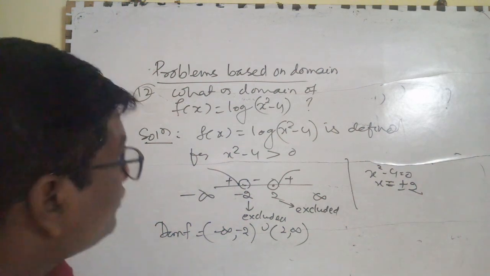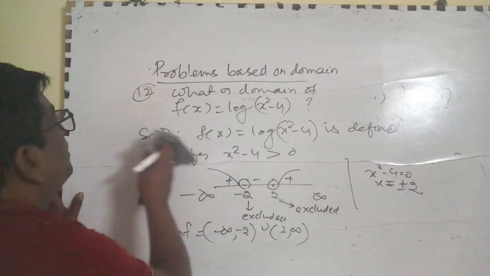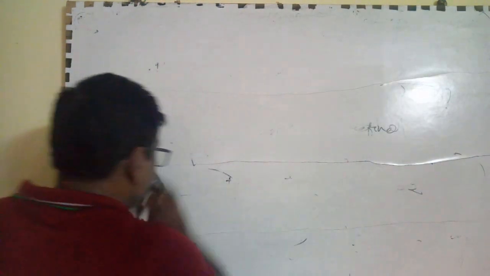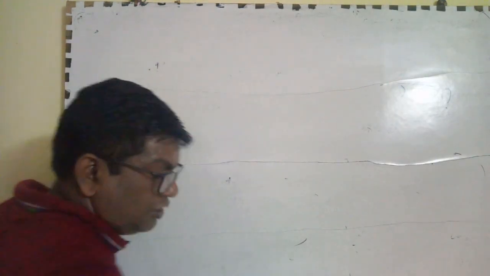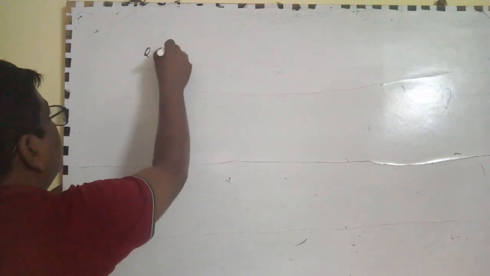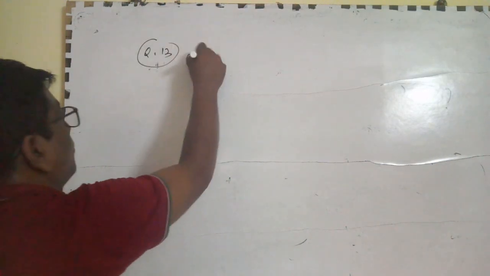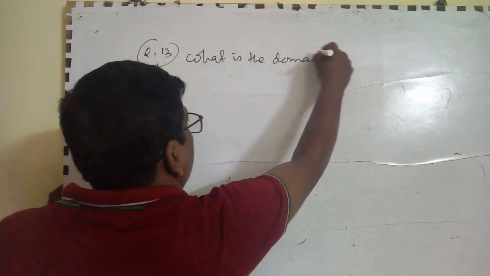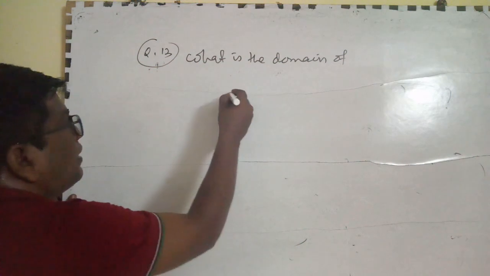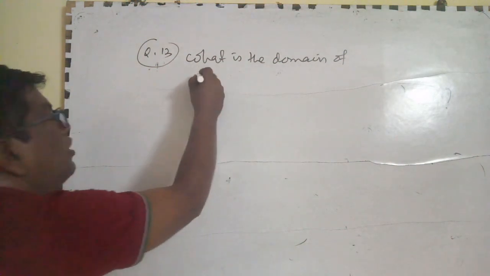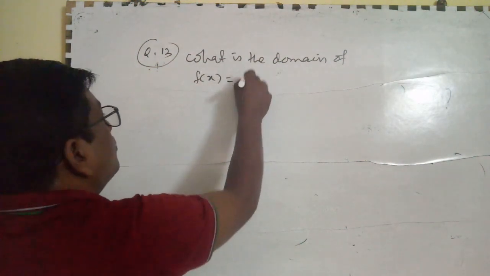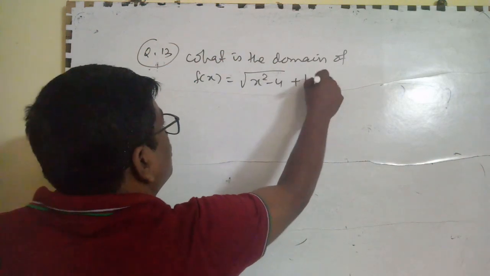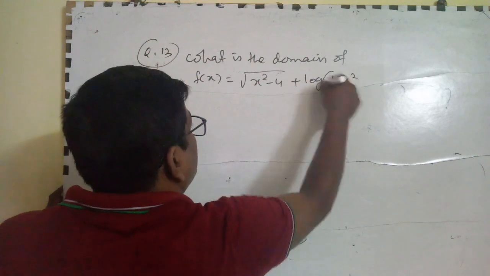Now another question, question number 13. What is the domain of f of x is equal to root over x square minus 4 plus log 1 minus x square.